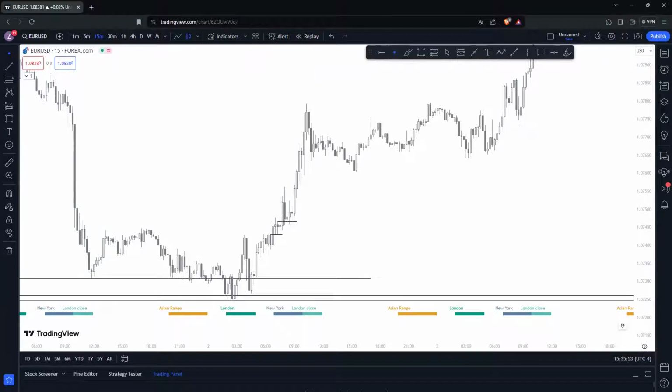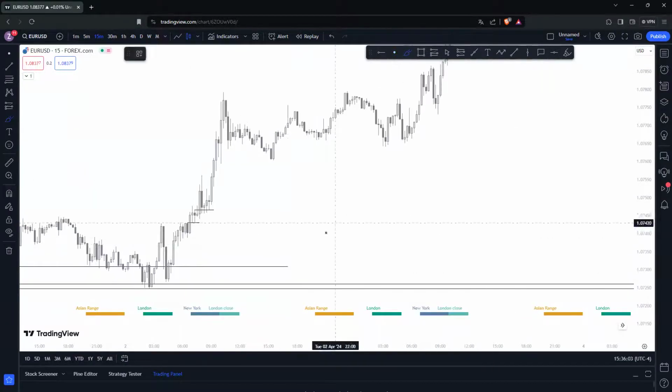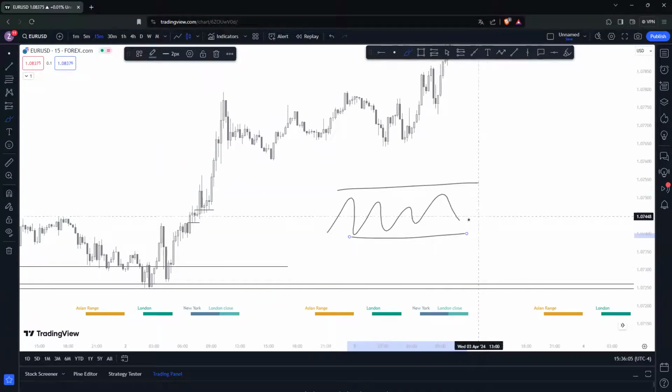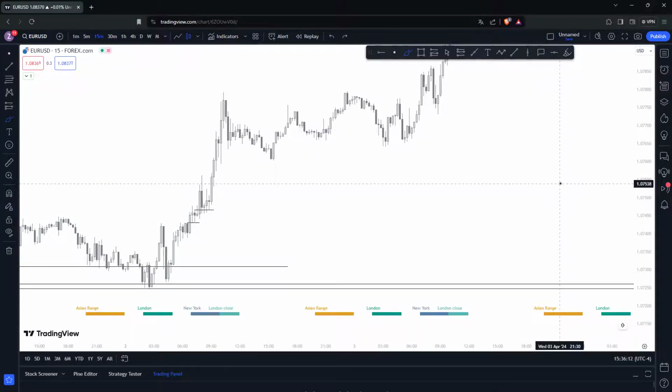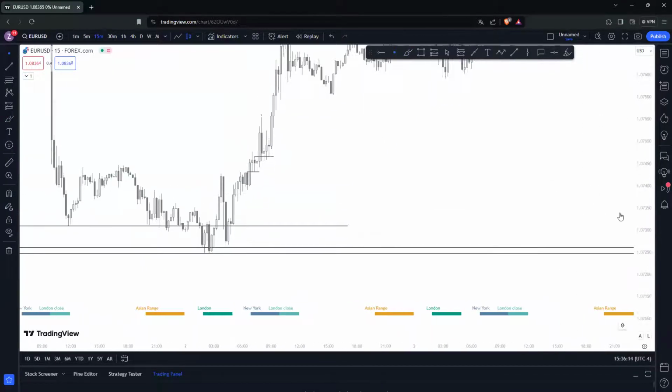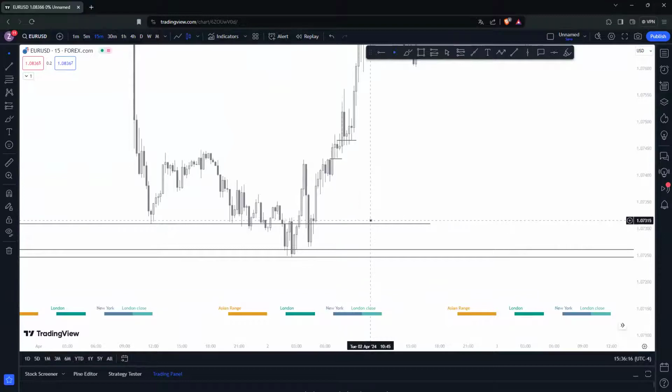Could that happen in London as well if it doesn't take high or low of Asia? It can happen on New York if it does not take it on London. So we can say that Asia is like this, London is like this, and then New York then starts to move. Yes, that can happen. Any questions, guys?